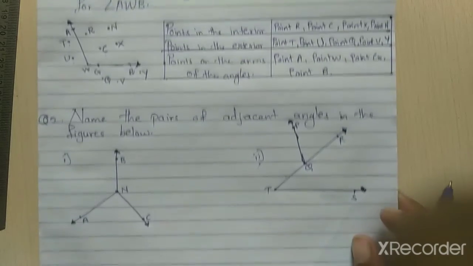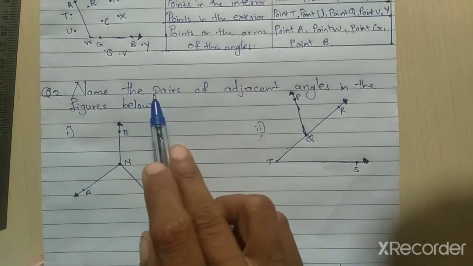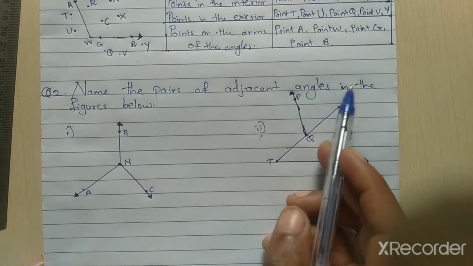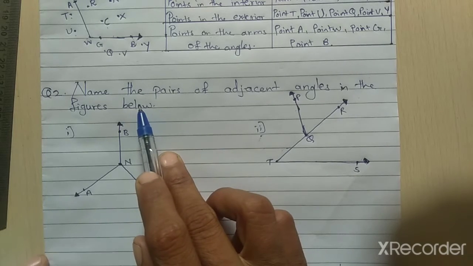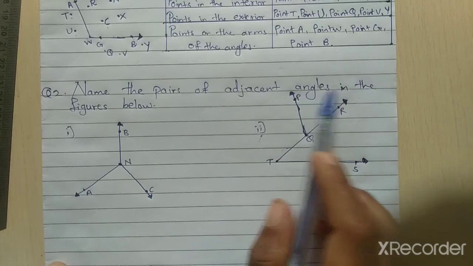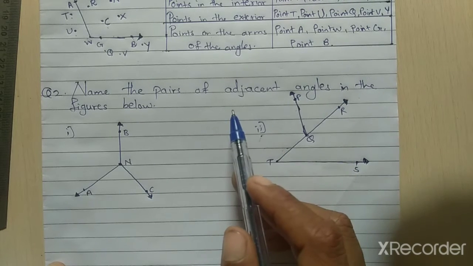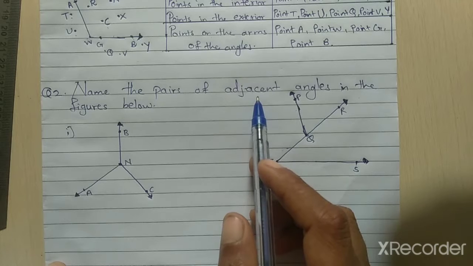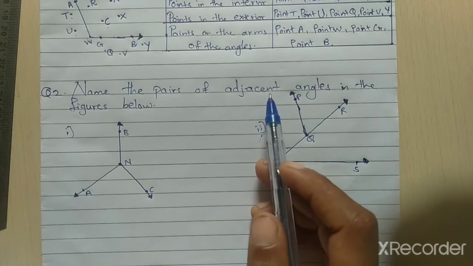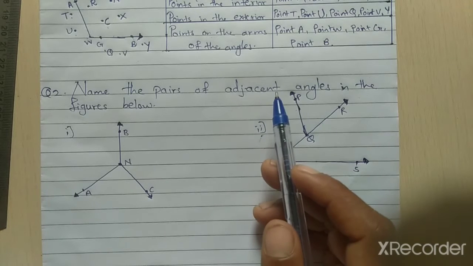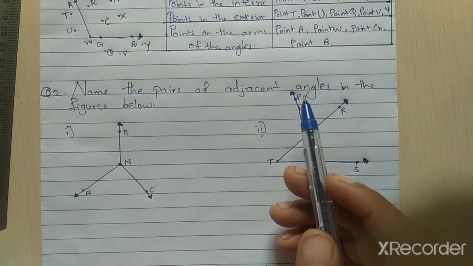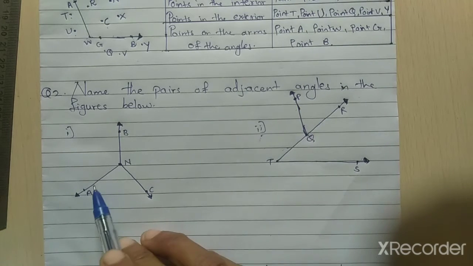Now question number 2. Name the pairs of adjacent angles in the figures below. Here there are two figures, you have to write pairs of adjacent angles. So what do we have to check for adjacent angles? We have to check for at least one common arm and two separate interiors. We want separate interiors for that. Okay. So now look here.